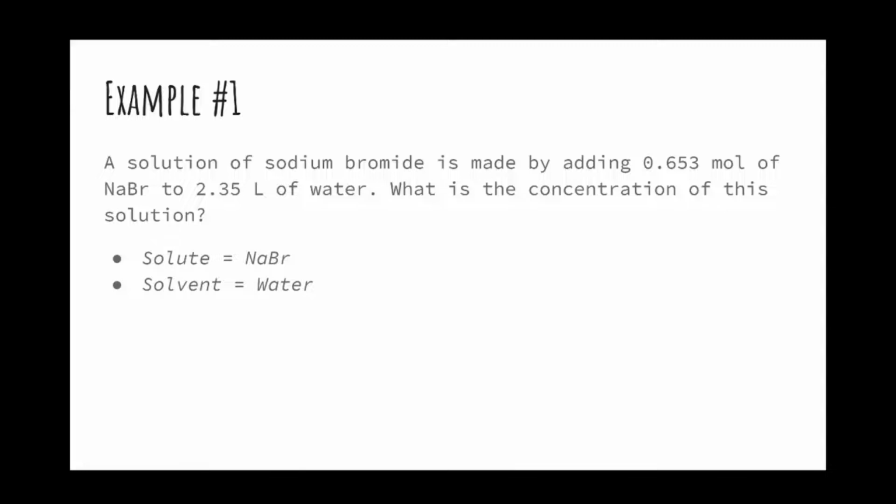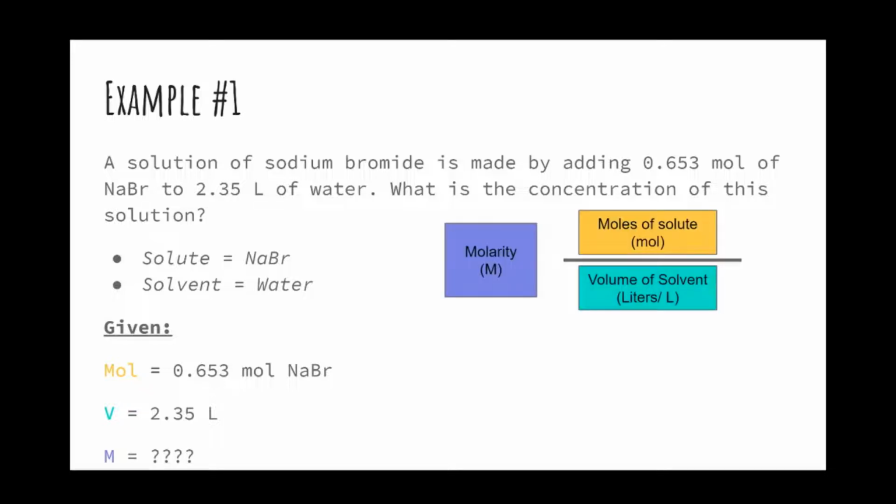Those will be important because we need to say that it's moles of solute over solvent. That's an important idea when we are plugging things into our equation. Now let's identify what's actually given so that we can plug things in. The first thing we are given is the amount of moles, 0.653 moles of sodium bromide. We are also told that the volume is 2.35 liters. The unknown is molarity, our concentration. So we have our equation, the equation from the previous page.